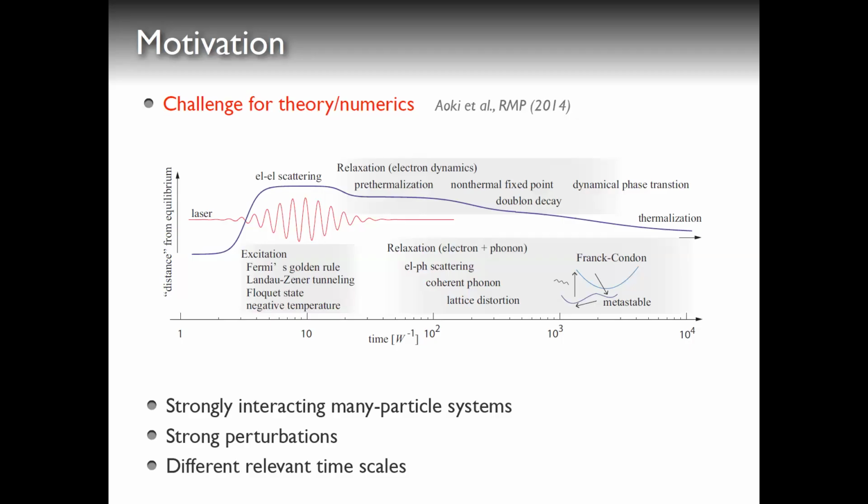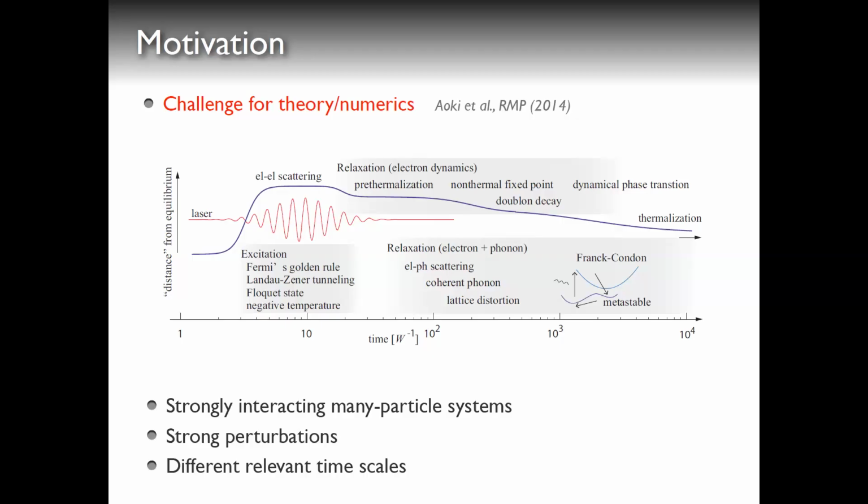So that's motivation for us as theorists to look into these non-equilibrium properties of correlated materials. And so let me briefly summarize what are the challenges from the point of view of theory and numerics. So one obvious challenge is that we are dealing with strongly interacting many particle systems, which are already difficult to treat in equilibrium. The second challenge is that the laser pulses, which induce these interesting states, these are strong perturbations, so we have to treat these systems far beyond the linear response regime.